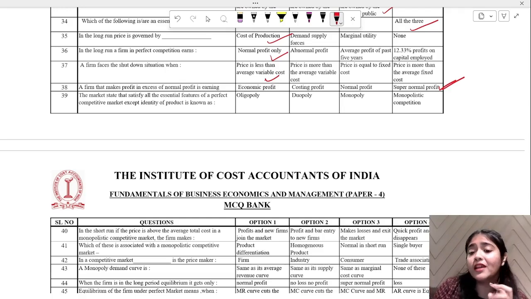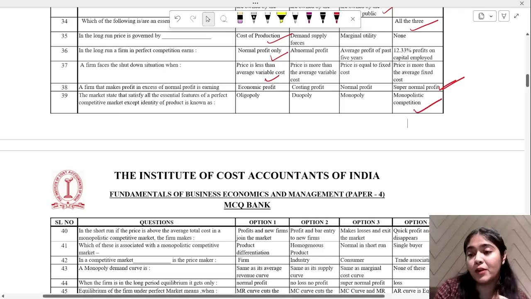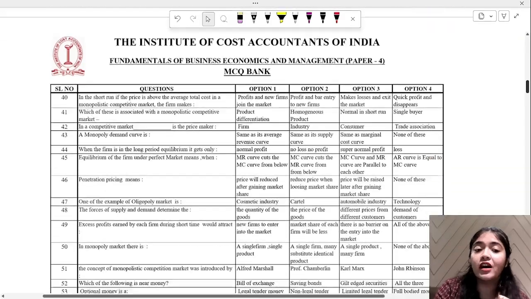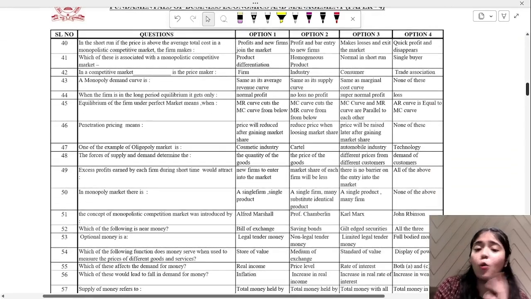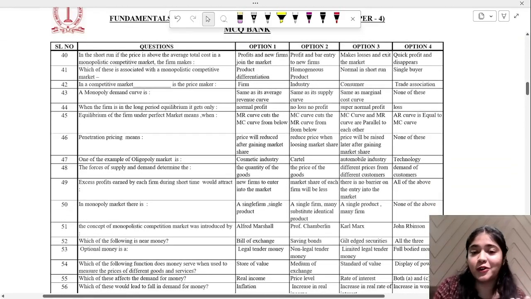Oligopoly, duopoly, monopoly, or monopolistic competition. Yes, correct. Monopolistic competition. So we have covered around 39 questions of yours. If they ask one or two also from here, you are good to go.